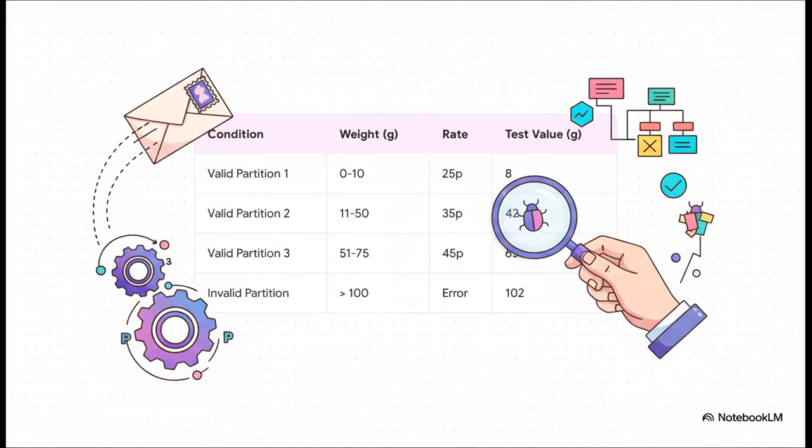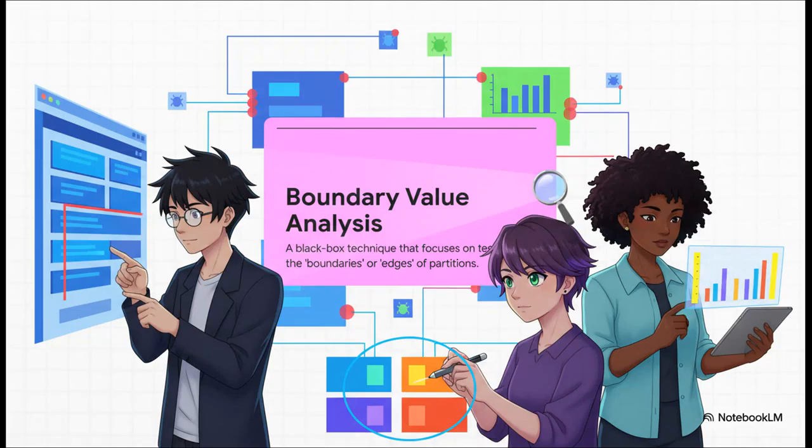This postal rate example makes it super clear. Take a look at that second row. The rule says any weight between 10 and 50 grams costs 35 pence. Now, are we going to test 11 grams, 12 grams, 13 grams, all the way up to 50? No way. We just pick one number from that group, say 42, and test it. If 42 works, we assume they all work. We do that for each valid group. And just as important, we create an invalid partition, like trying a weight of 102 grams to make sure the system handles errors correctly.